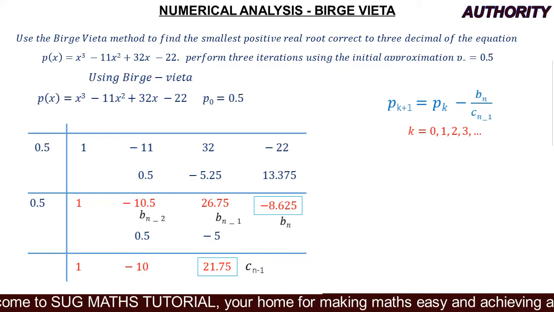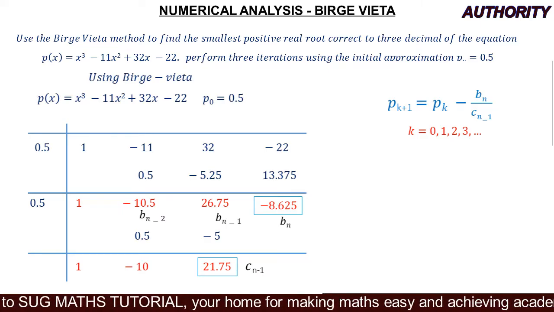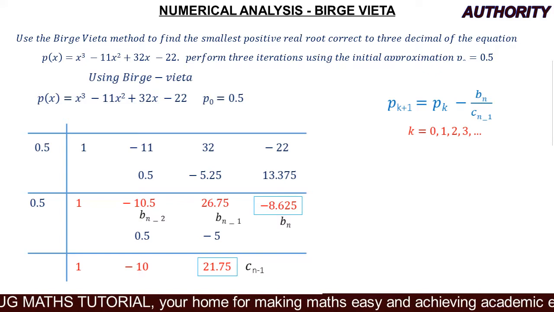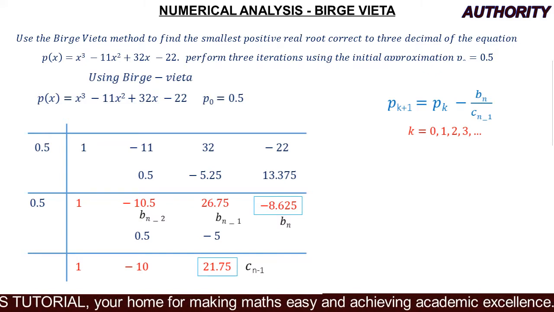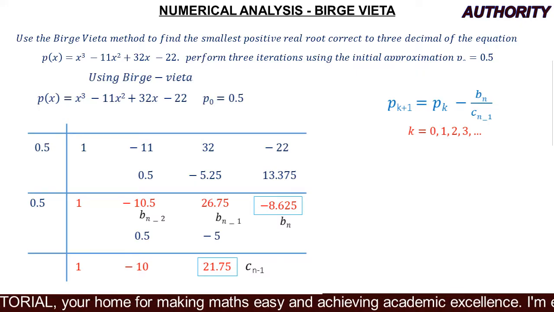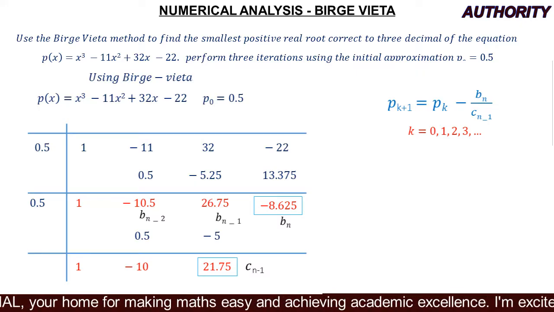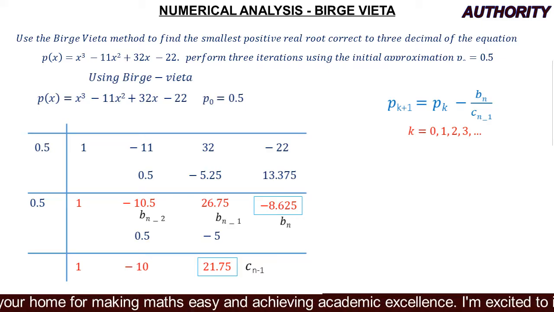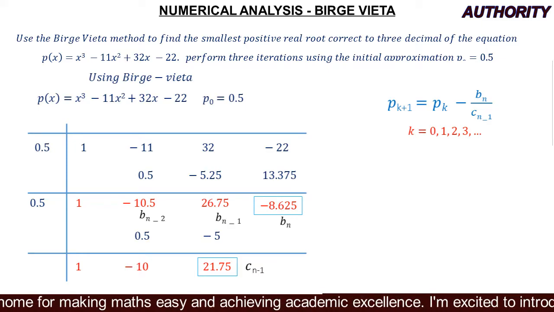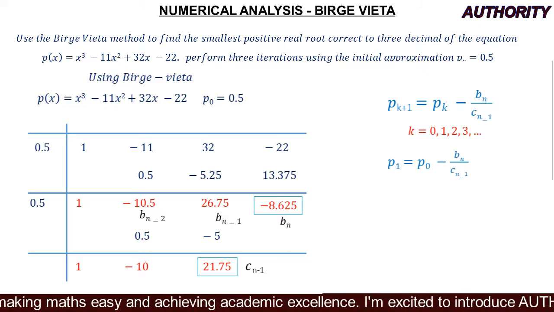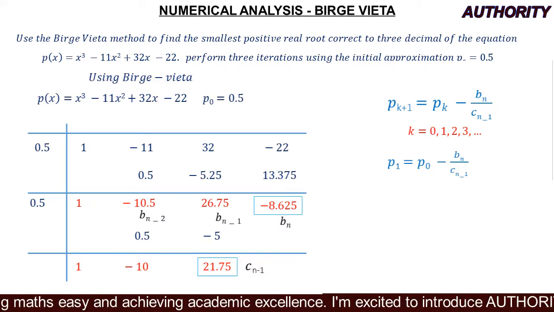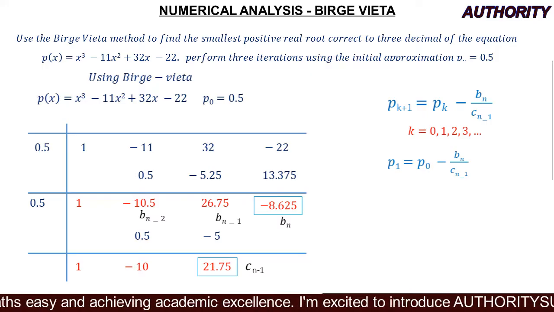Good. Now we see that we only have one starter, which is P0. So our K will start from 0, 1, 2, 3 continuously. If K starts from 0, in place of K we have 0 plus 1, which gives us P1. So P1 is equal to P0 minus Bn all over Cn minus 1.